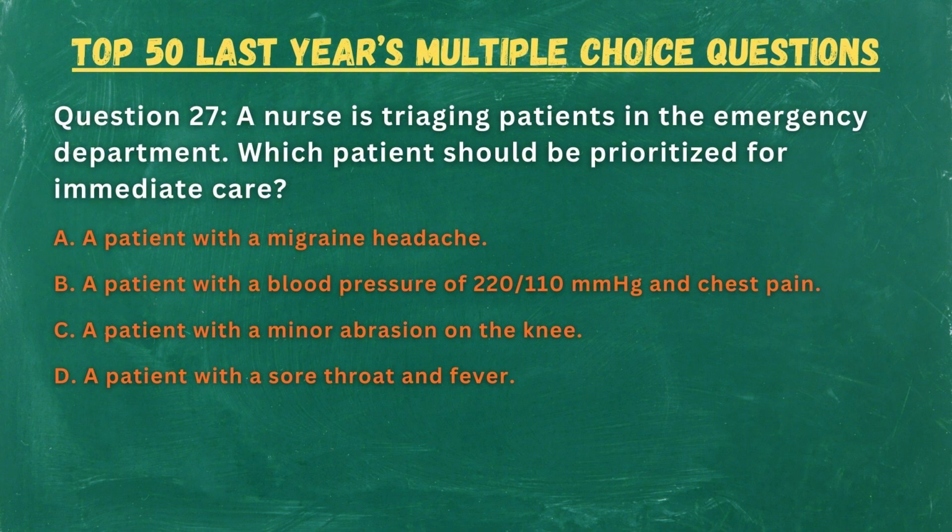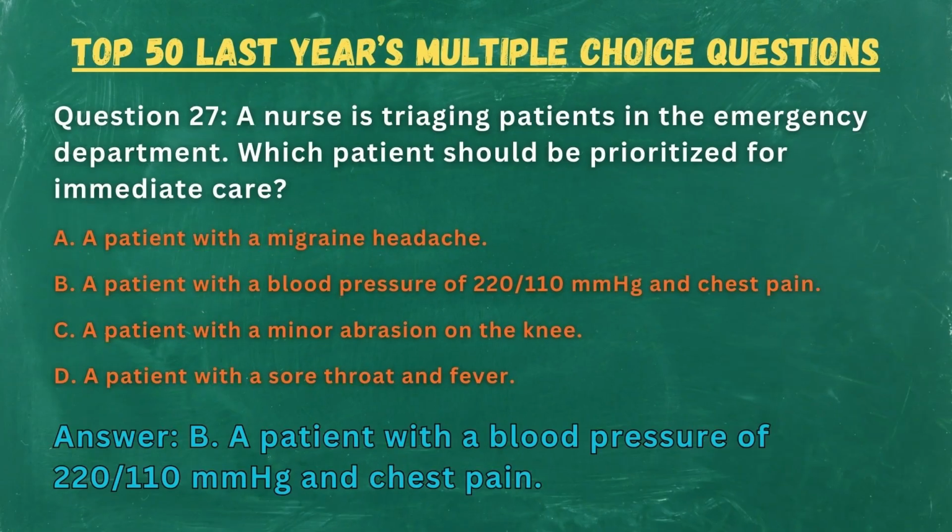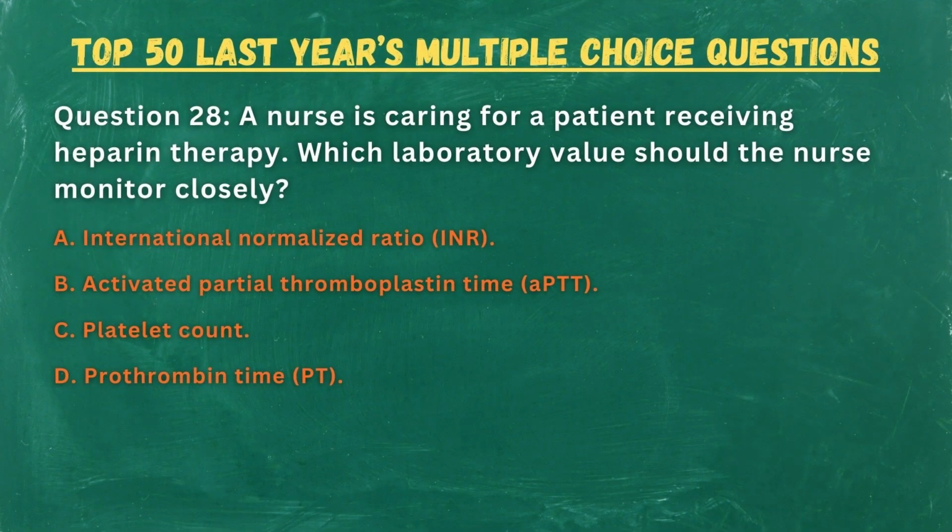C. A patient with a minor abrasion on the knee. D. A patient with a sore throat and fever. Answer: B. A patient with a blood pressure of 220/110 mmHg and chest pain. Question 28. A nurse is caring for a patient receiving heparin therapy. Which laboratory value should the nurse monitor closely?